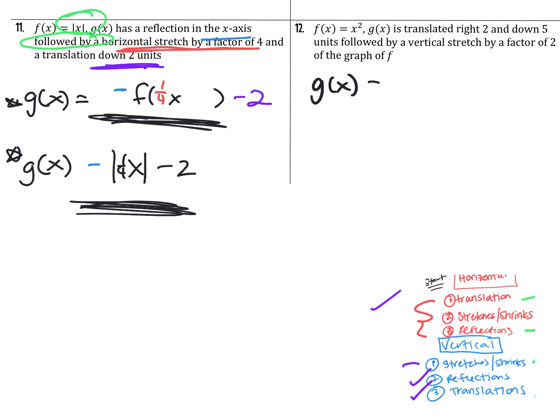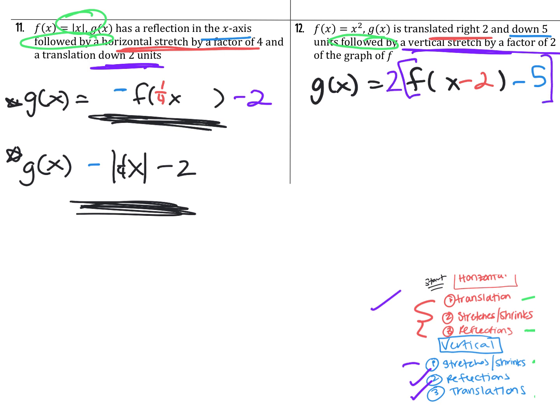All right, hopefully you had time to try and work through this on your own. G of x is translated 2 units to the right, and here I'm going to have -2, and down 5, followed by a vertical stretch by a scale factor of 2. So horizontally, there's only one thing to list, and that thing is correct on the inside. But vertically, the first thing that was listed was the translation. That's supposed to be last.